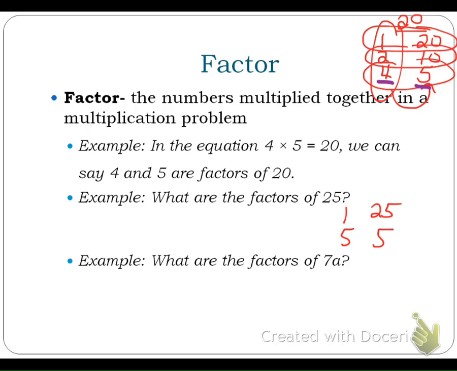So let's look at our second example. What are the factors of 7a? Now you're probably thinking to yourself, I don't know anything times 7 other than maybe 1. Well, if you have a variable, you could say 1 times 7a is also equal to 7a. Remember that 1 times anything equals itself. Or you could split it up. Remember, when a coefficient and a variable are together, then that means multiplication. So 7 and a are also factors.